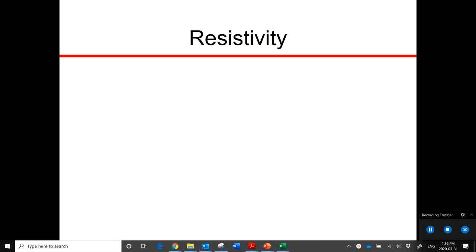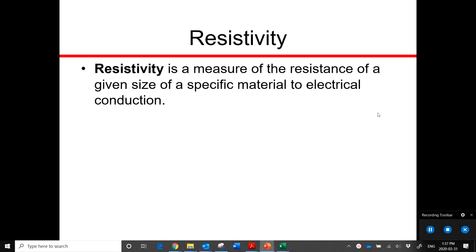Hey everyone. So this is just a little addition to the material that we learned yesterday when looking at current and voltage and resistance of wires and electrical systems. So something to tag on to the end of the resistance part is resistivity. So resistivity is a measure of the resistance of a given size of a specific material to electrical conduction.